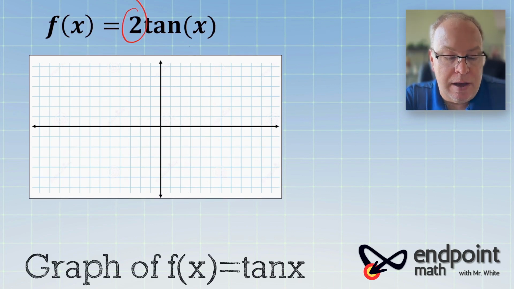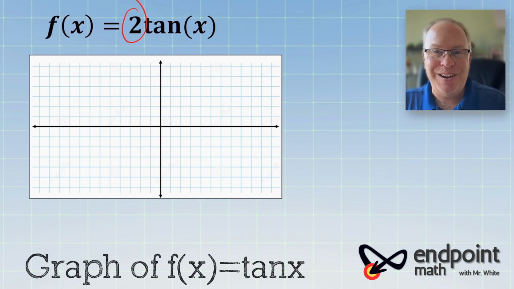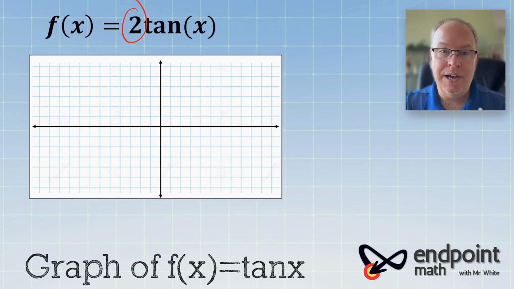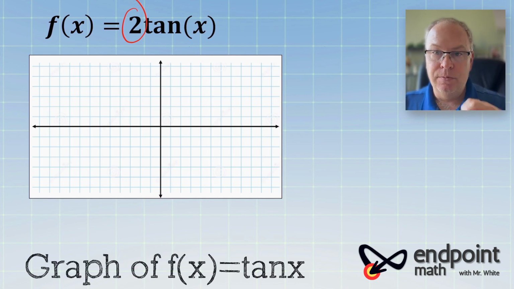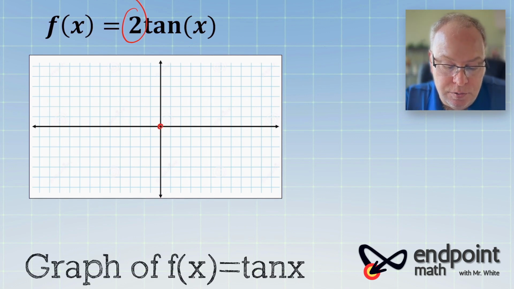All right, what does a 2 out front do to these graphs? Well, it used to be amplitude, right? That made the sine curve go as high as 2, low as negative 2. Well, tangent doesn't have amplitude, but it can be stretched, of course. So this one still goes through 0, 0. It still has a period of 1 pi. So I'm going to go pi over 2 this way. I'm going to go negative pi over 2 this way and put my dotted lines.